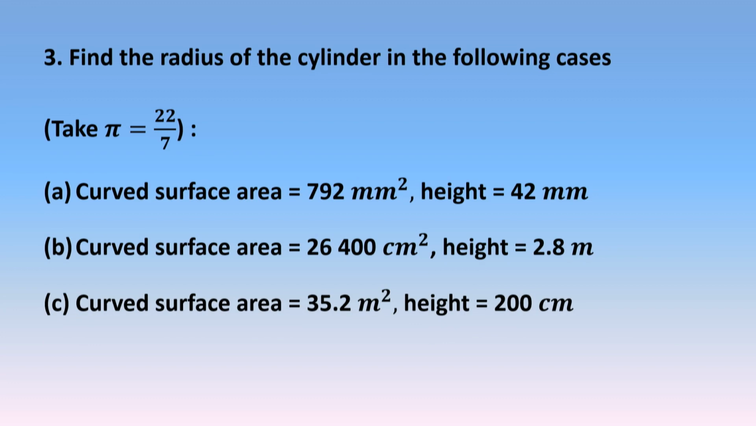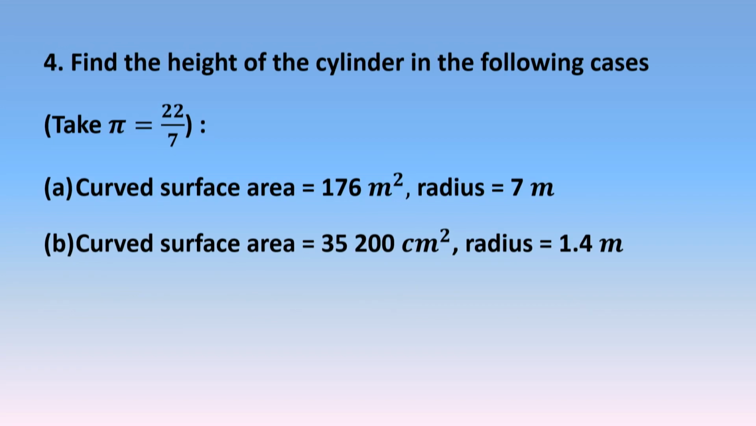For question 3, you will need to find the radius of the cylinder when you have already been given the curved surface area. So for curved surface area, the formula is 2πrh. Number 4, you need to find the height when you're given the curved surface area and the radius.